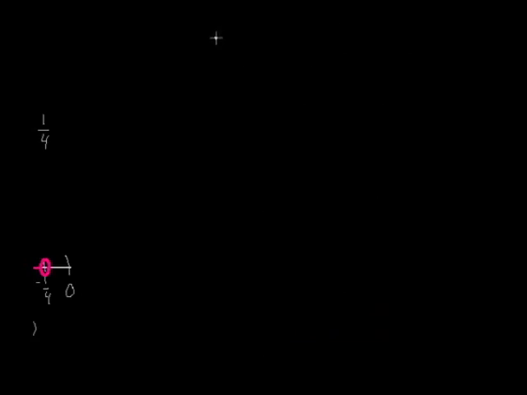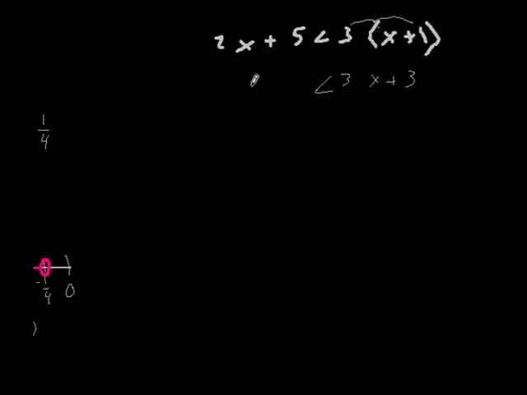Let's do one more inequality here. Let's do 2x plus 5 is less than 3 times x plus 1. First thing I want to do is reduce this problem. So multiply 3 times x, 3x plus 3. It's greater than 2x plus 5. Now I can subtract 3 from both sides.